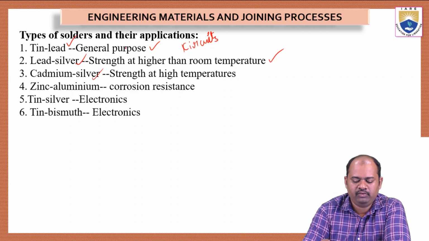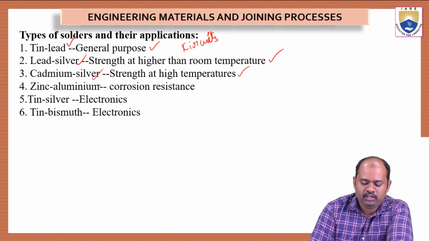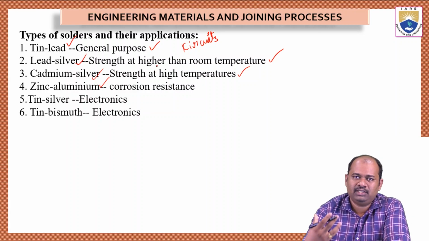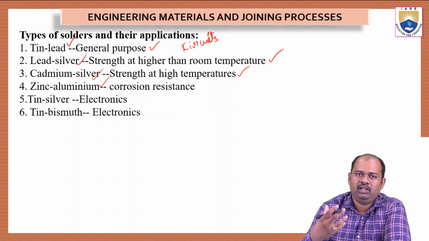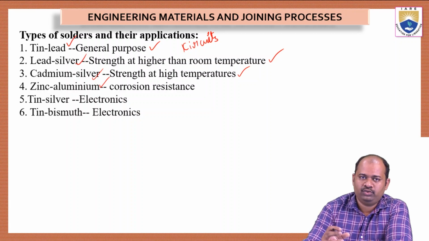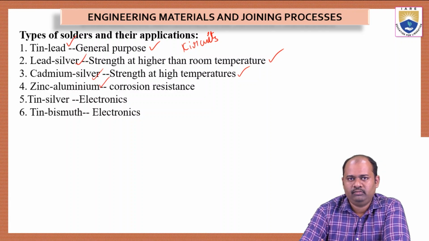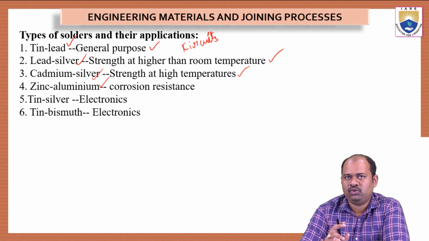And then we have cadmium silver. This is another solder material where strength at higher temperatures is more. And zinc aluminum. Why do we need this strength at high temperature? Because the circuit boards which are soldered will heat when they are being used. So even at higher temperatures, the soldering should not lose strength. The soldering should be as strong as at room temperature. Because working at high temperature, the solders may disconnect the entire circuit from the body. So that is why the solders should be as strong as possible.